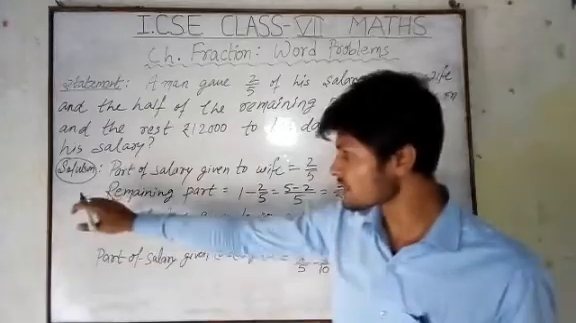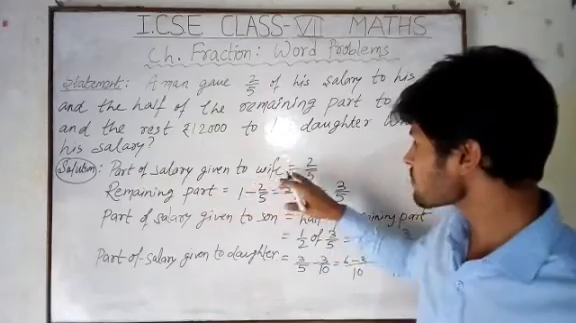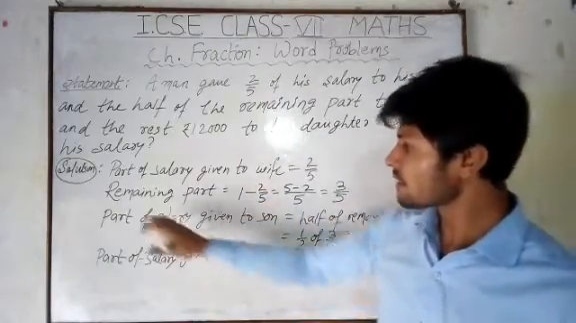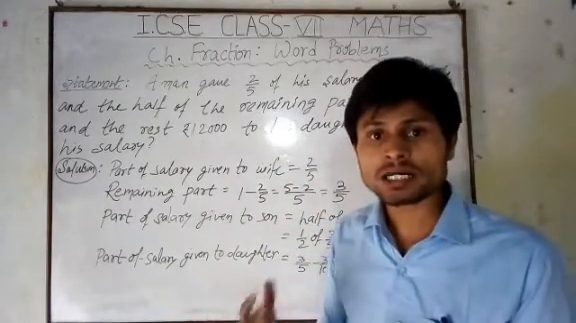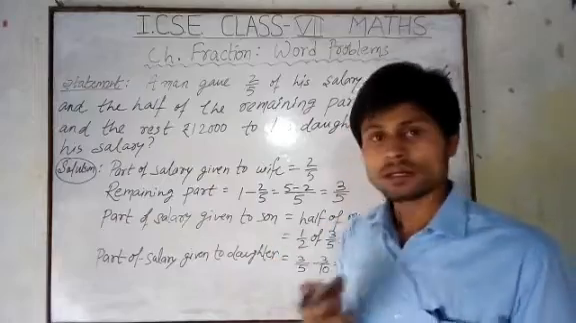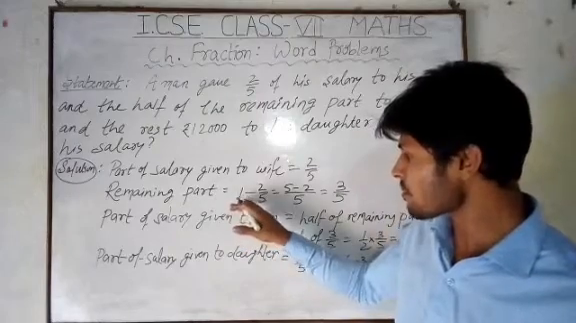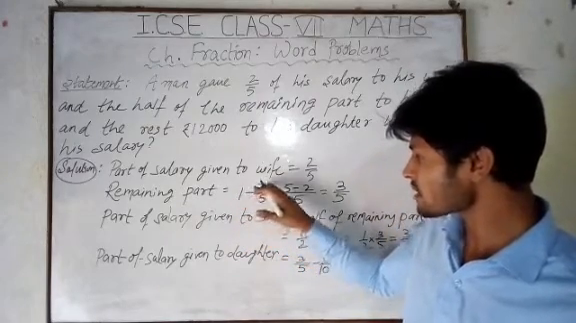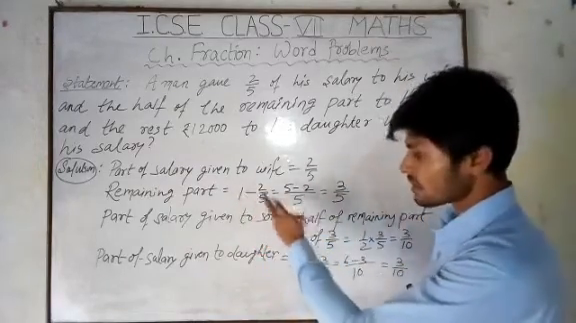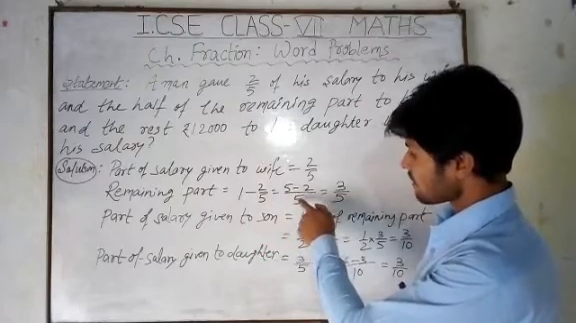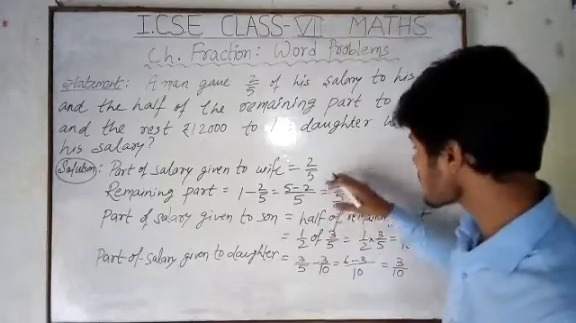So let's start the solution by writing whatever is given in the question. The part of salary given to the wife is 2 by 5, as you all know. Now the remaining part: if 2 by 5 is given to his wife, then what is the remaining part? As you know, the total is considered as 1. So it is 1 minus 2 by 5. 1 minus the part given to the wife gives the remaining part. 1 means 5 by 5. So with 5 as LCM, 5 minus 2, 3 by 5. This is the remaining part.